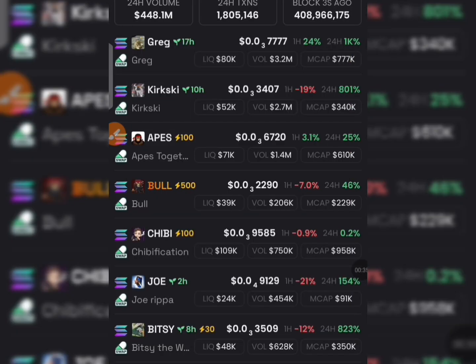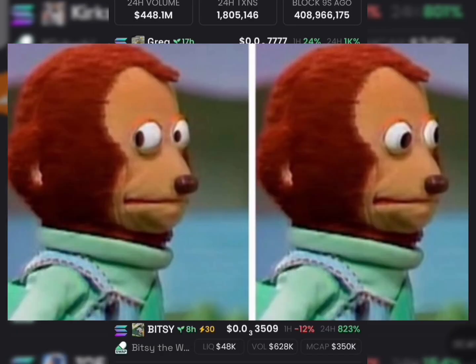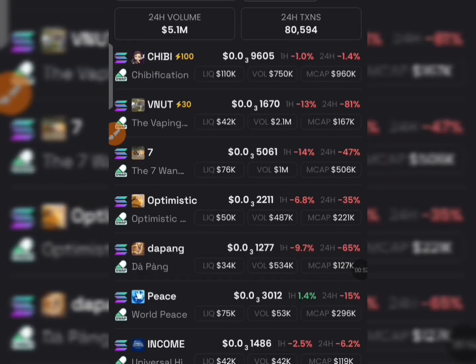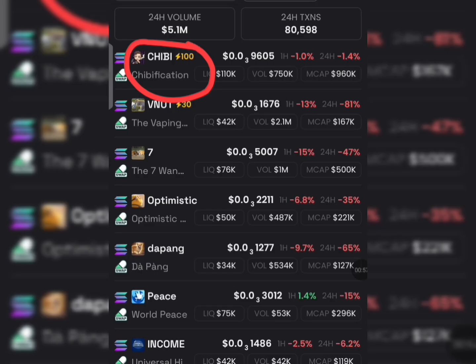In this channel, I teach how to find and trade meme coins the smart way. No guessing, no gambling. Today I'm going to show you exactly the checklist I use before entering any trade. So now we are going to be using this coin right here for the theory part. This coin here is called Chibi.